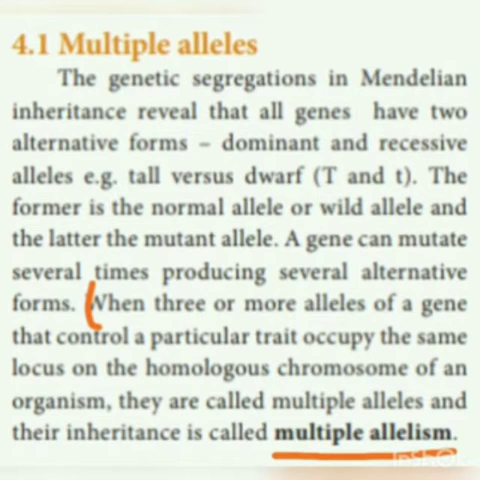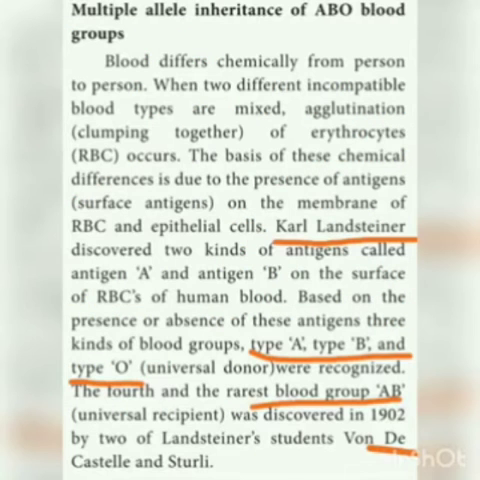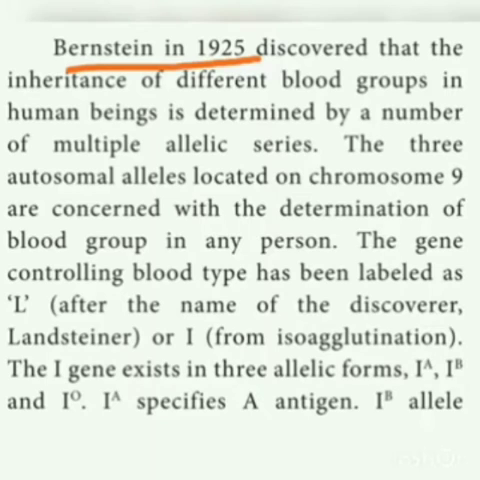Then we move on to the human blood groups, that means the ABO blood group type. There are three types of blood group, A, B and O, which were discovered by Karl Landsteiner, and the fourth blood group, AB, was discovered by students of Landsteiner, von Decastello and Sturli. Bernstein discovered that the inheritance of these different types of blood group in human beings is determined by a number of multiple allelic series. These alleles are present on chromosome 9, which is concerned with the determination of blood group.